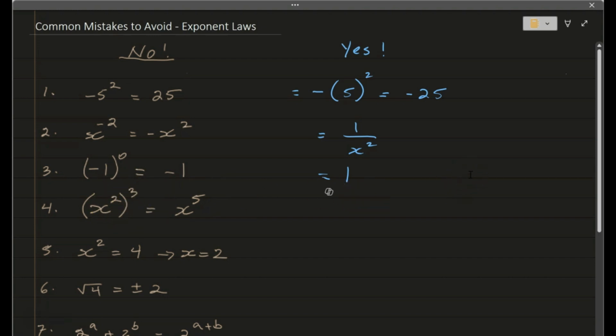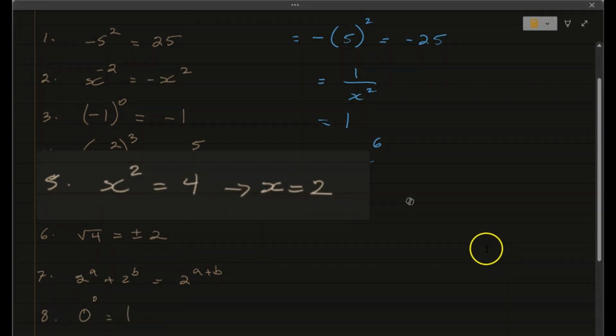So obviously this is one of the exponent laws, the power law. We just multiply the two exponents. So 2 times 3 is x to the 6. That's what that is. All right, next one.